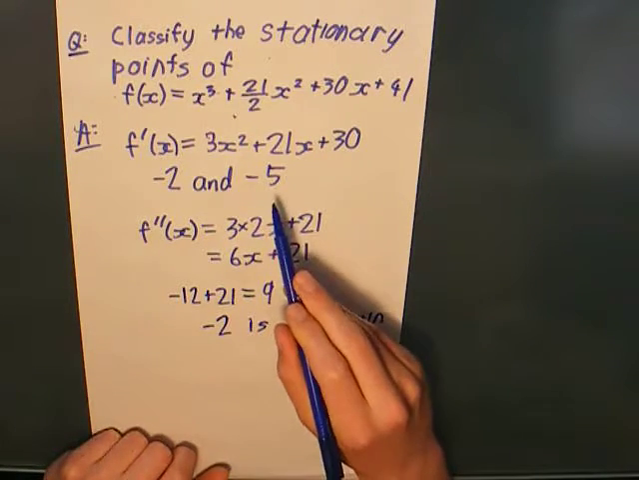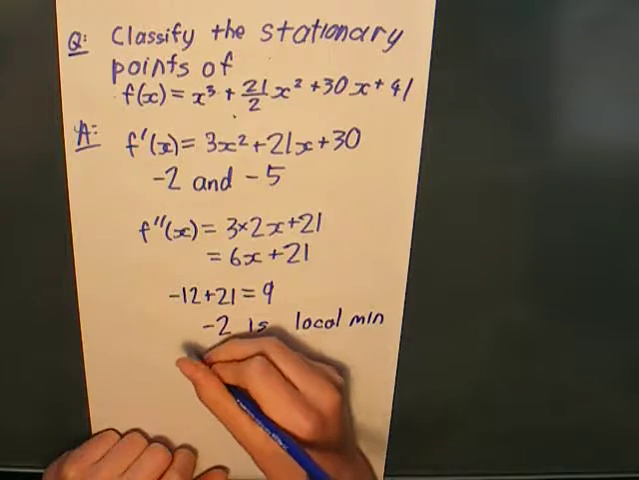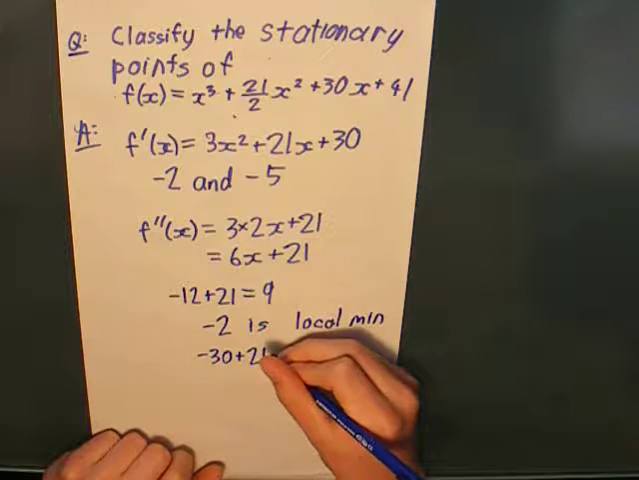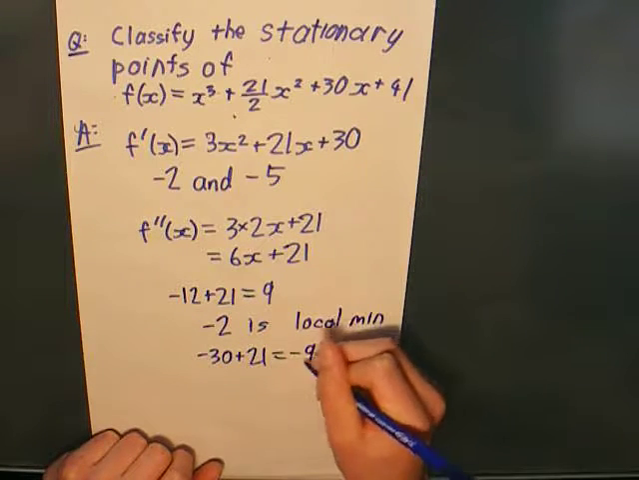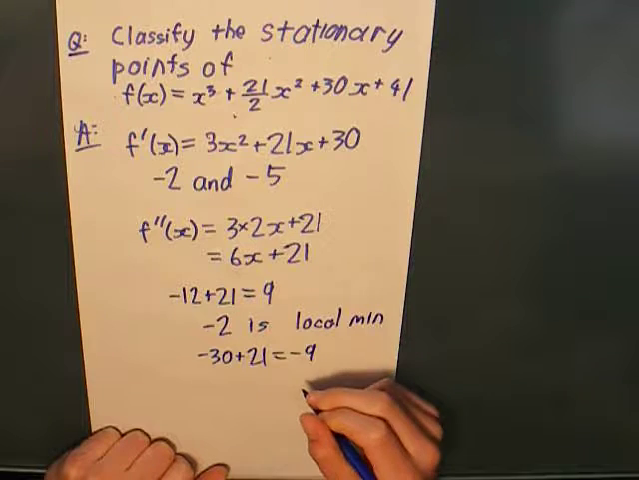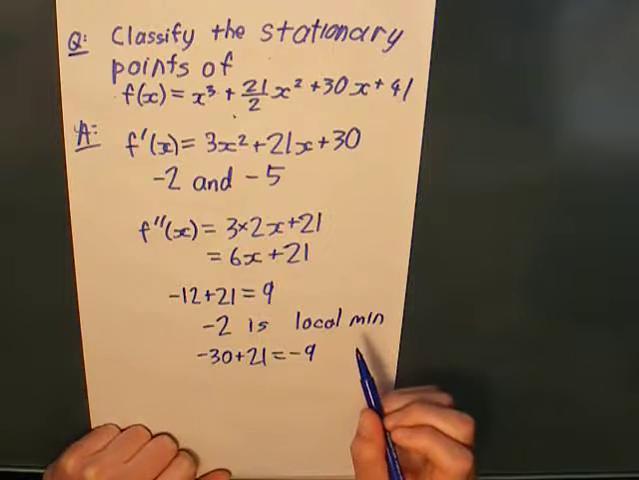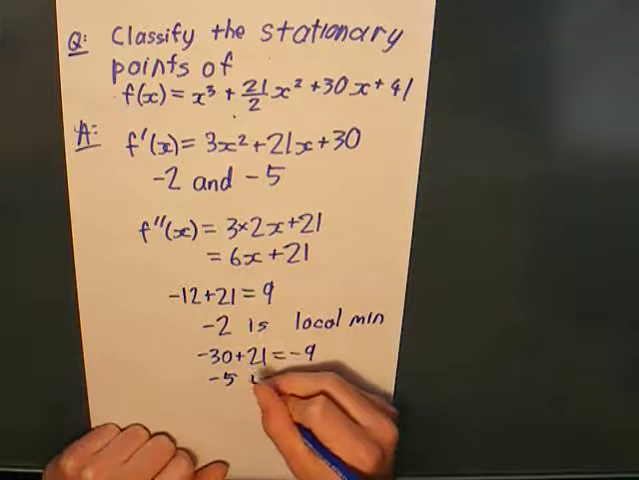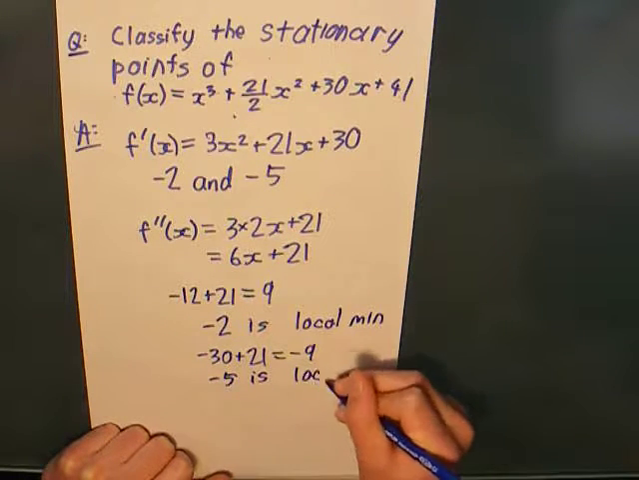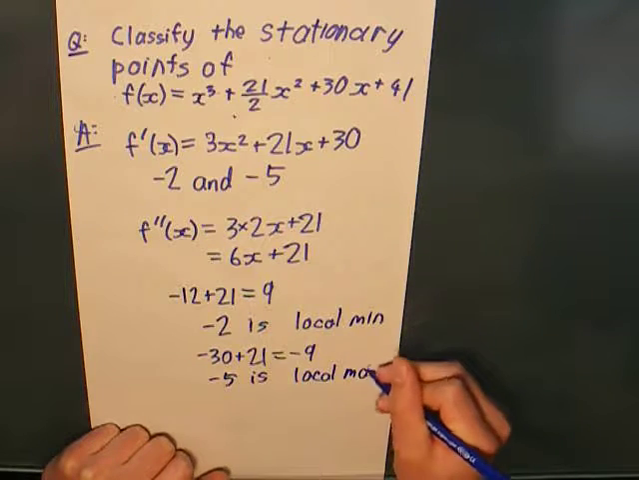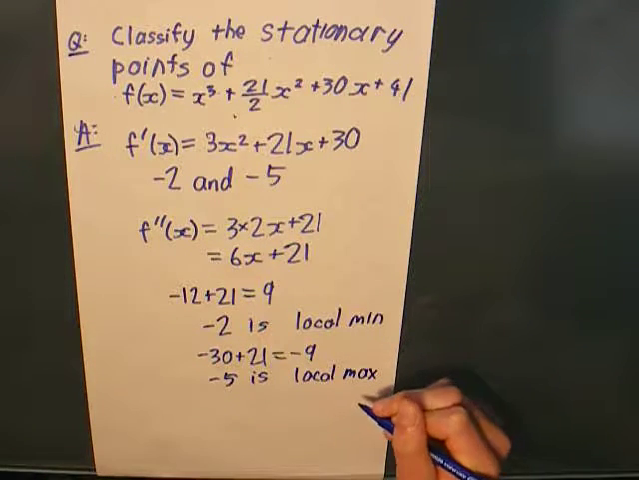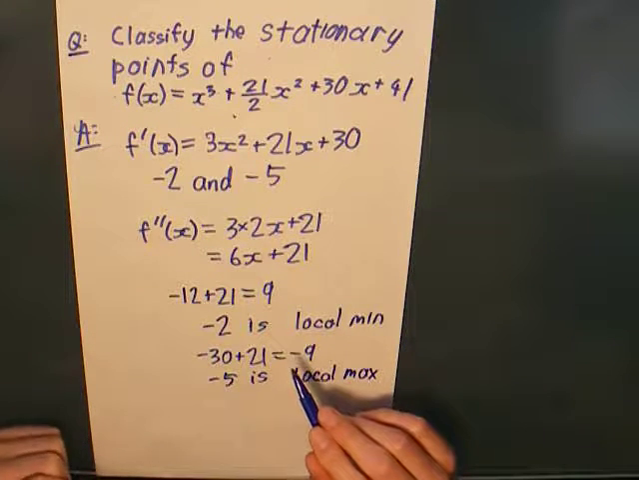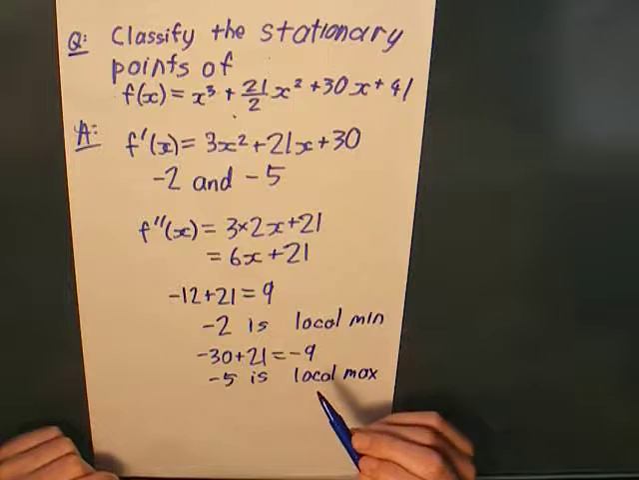Likewise, let's work it out for the -5, so 6 times -5, or -30, plus 21, that's going to be equal to -9, and that's negative. So, as you may have guessed, that means that the stationary point is a local maximum. So, -5 is a local max. Note, if you get a 0 when doing the second derivative test, that means the test is inconclusive, so you can't draw anything from that.